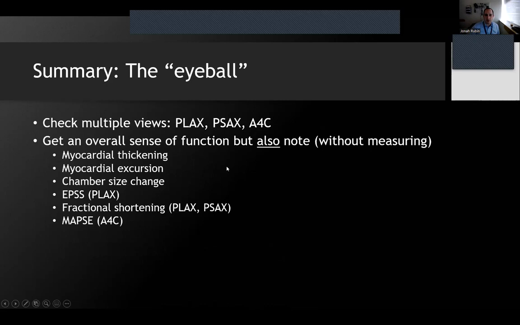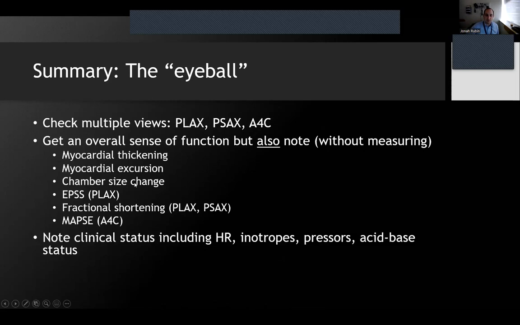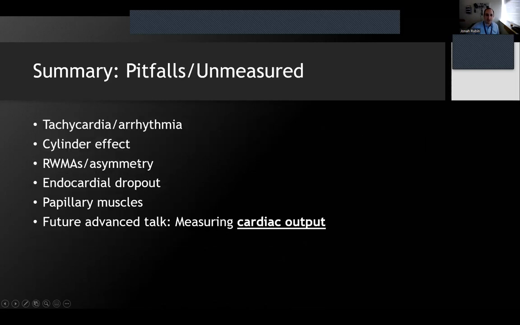Remember, the summary of the eyeball approach now is to make sure that you check all your views, parasternal long axis, short axis, apical four, look at the subcostal too, even though for LV function itself, I think it's not going to be so helpful. Also note the thickening, the excursion, the change in chamber size, and if you can pick up the tools to actually measure an EPSS or fractional shortening or MAPSE, I think doing them several times will really help refine your approach, train your eye, so that in the future you don't have to measure them as much. Always keep in mind the clinical status of the patient.